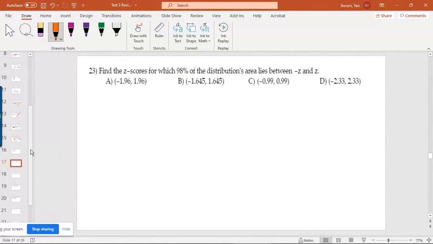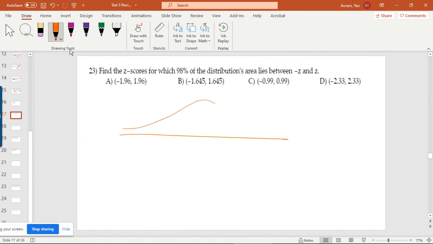Okay, this one is getting a little bit more complicated on the table in here. Find the Z-score for which 98% of the distribution area lies between negative Z and positive Z. All right, so I usually recommend you draw a table, draw a bell curve. When you draw a bell curve, everything will become easier.